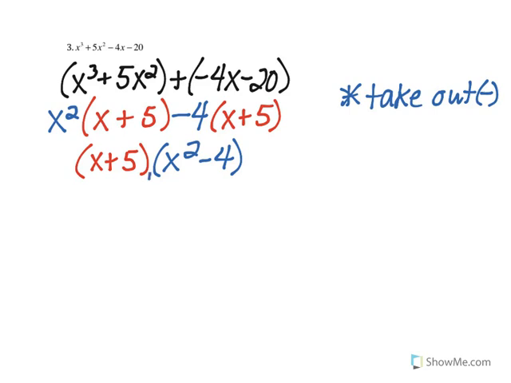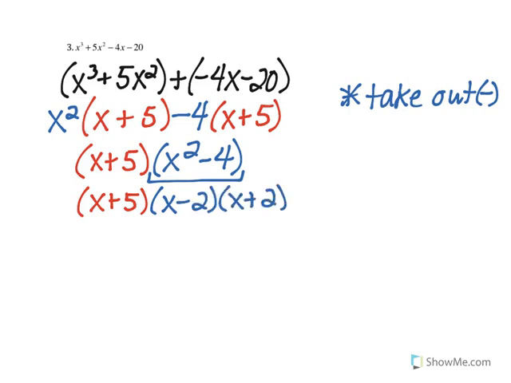Now the x squared minus 4 can factor further. So we have the x plus 5, and then the x squared minus 4, like we did at the beginning, factors into x minus 2 times x plus 2. And that's our final answer. So as a polynomial, a lot of times you get more than just the two parentheses like we did with quadratics, especially when you're doing grouping.